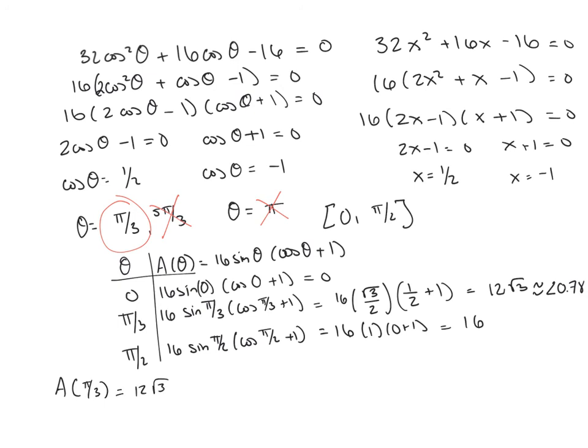So now let's go back and take a look at the question again. The question asked us to find the angle theta that maximizes the area A. So we want to make sure we answer the question. The angle theta that's going to maximize the area is when theta is pi over 3.